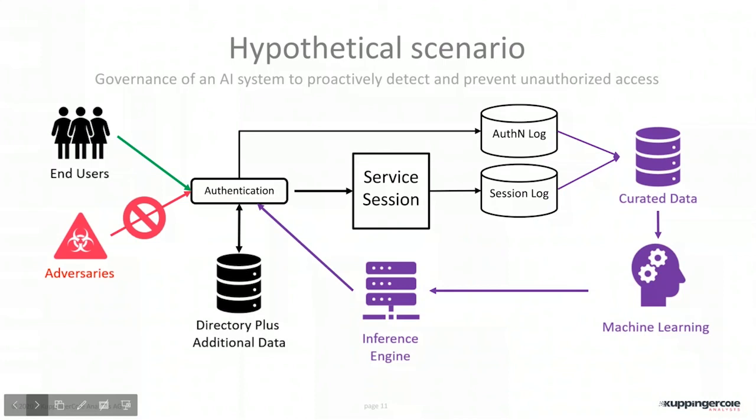The proposed architecture looks like this, where simply put, you want your users, not external adversaries, to be authorized for the service. You could use a machine learning algorithm trained on data curated from your authn and session logs, and used in the form of an inference engine to support the authentication process.